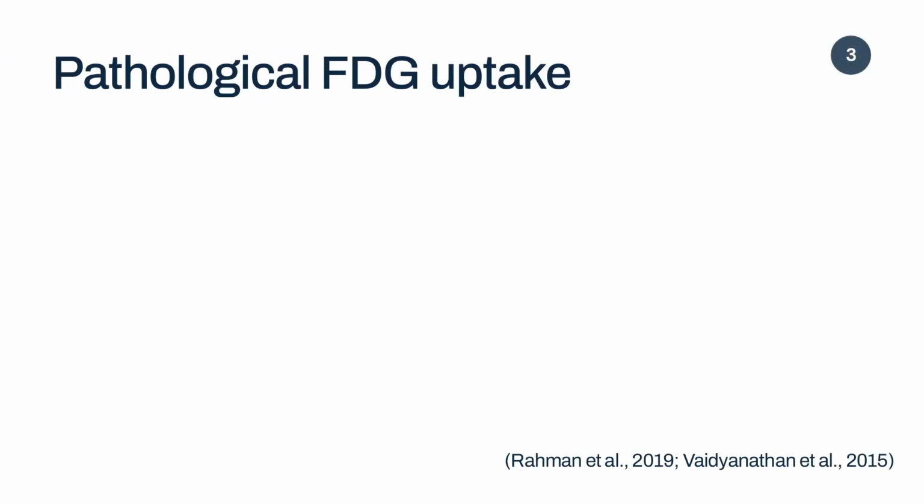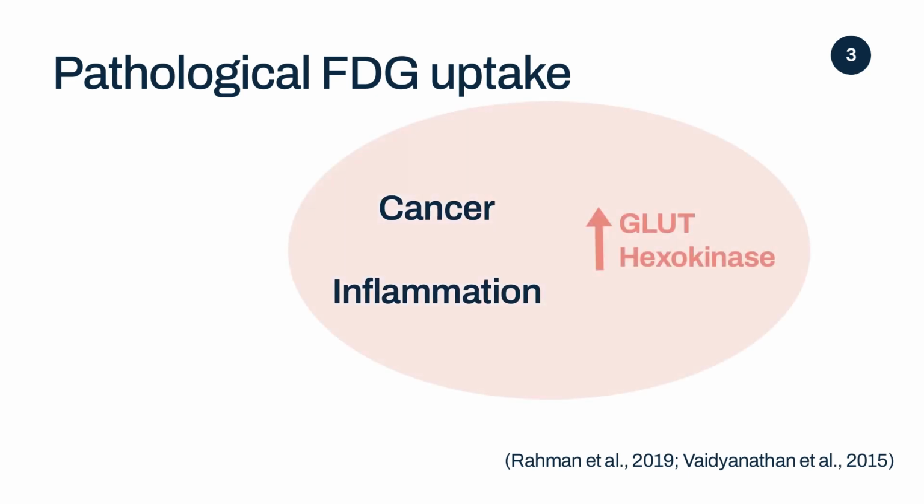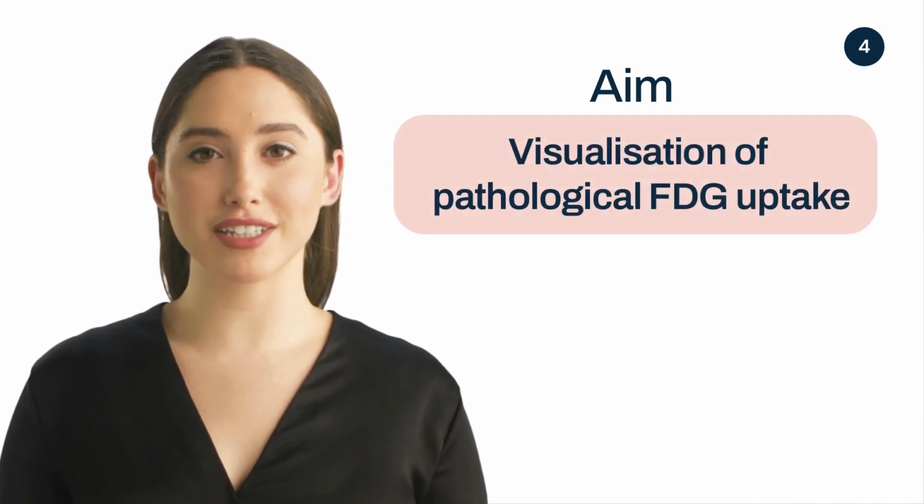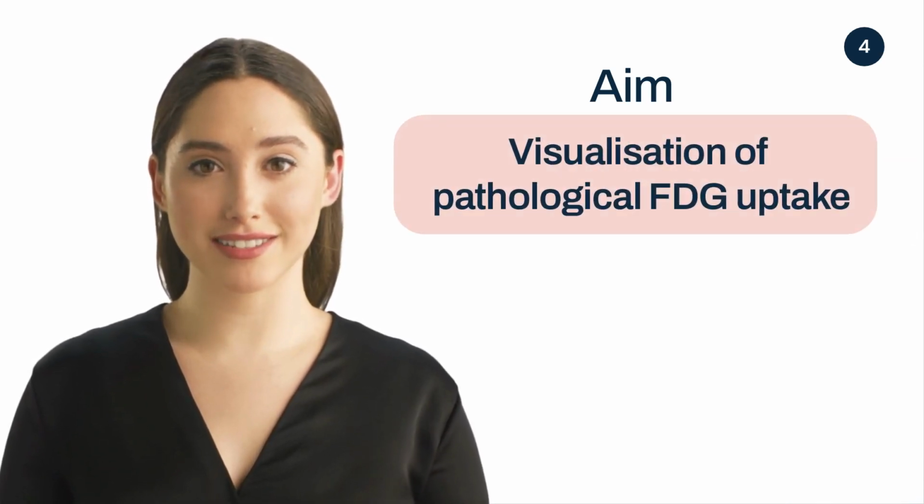Let's examine the mechanism of glucose and FDG transport in pathological conditions. The transport in cancer cells and in inflamed tissue depends on increased expression of GLUT transporters as well as increased hexokinase. The uptake mechanism in the inflamed tissue is more complex. It is additionally caused by increased perfusion, increased migration of immune cells, and increase of cytokines. The aim of FDG-PET-CT scan is to visualize the uptake of FDG in all pathological conditions.